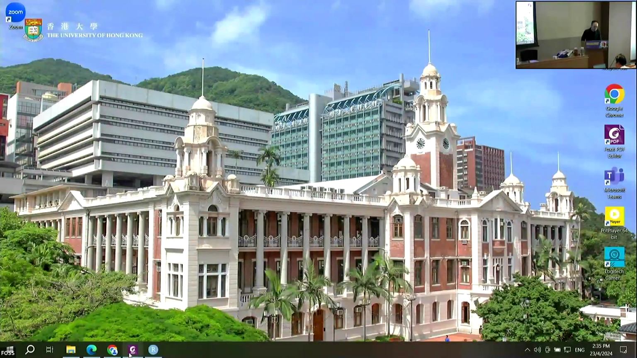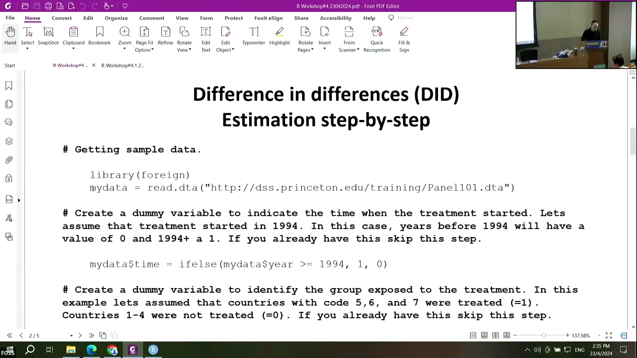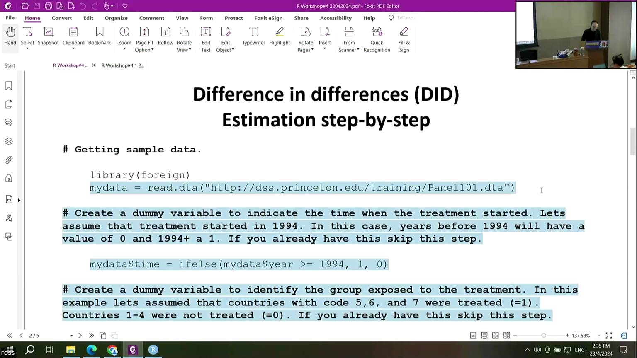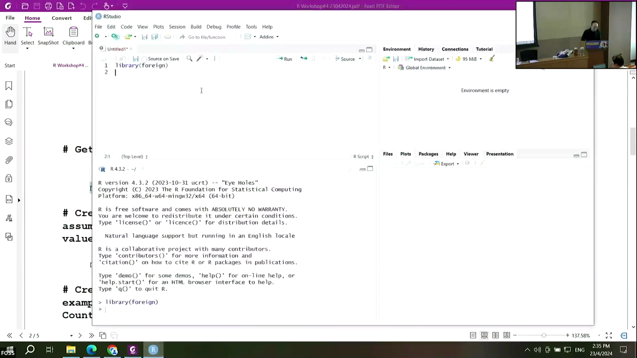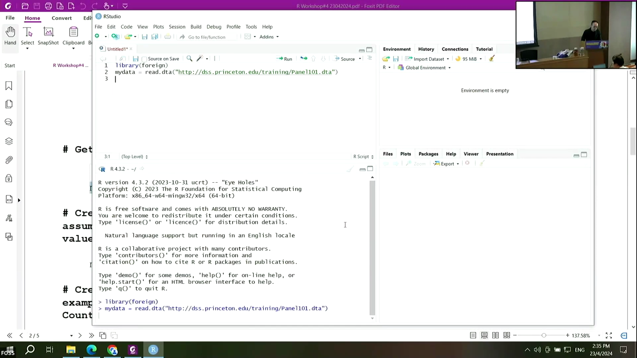Now what I need to do is to get the actual sample data. Again, you can run this line. Okay, you got the data now.